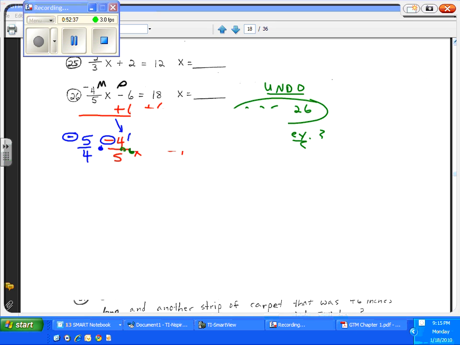Lost part of my work here. Let me put it back. Is equal to, oh, it's coming back now. That's weird. 24. Whoops, there it is. It left me and came back. Okay. Oh, well, we'll put it back here, 24.